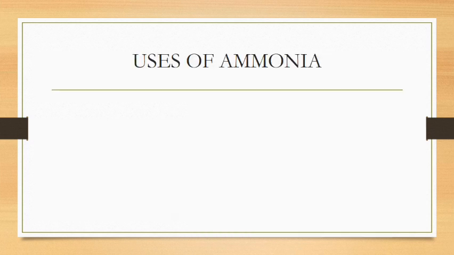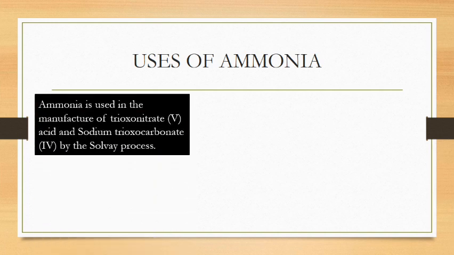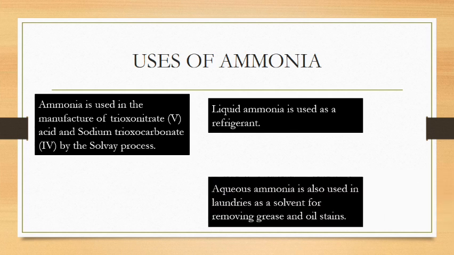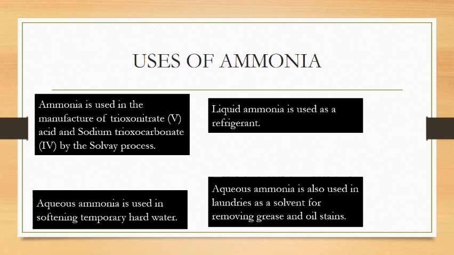And let's look at the uses of ammonia. Ammonia is used in the manufacture of trioxonitrate(V) acid and sodium trioxocarbonate(IV) by the Solvay process. Liquid ammonia is also used as a refrigerant. Aqueous ammonia is also used in laundries as a solvent for removing grease and oil stains. Then we also use it in softening temporary hard water.